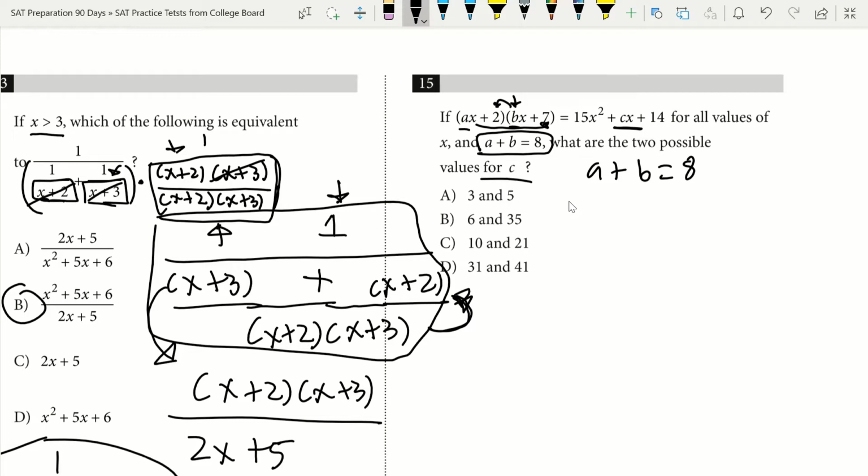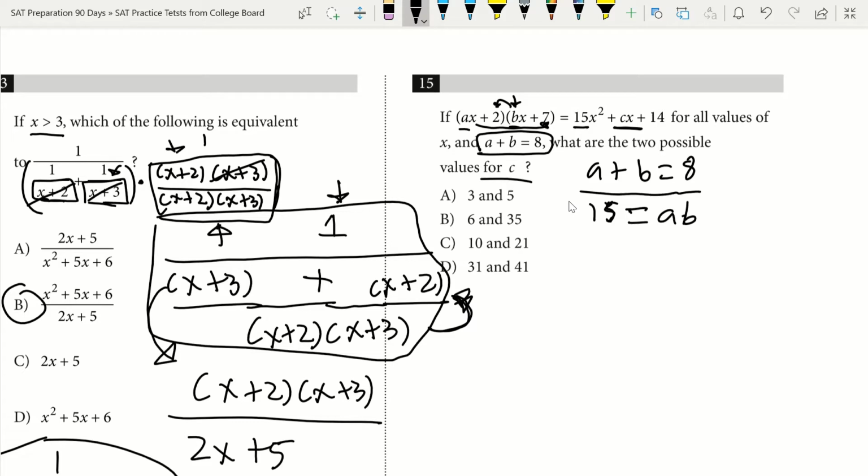So I need to solve for a and b, but one thing I also know is that ax times bx gives me an x squared, which means this 15 has to equal a times b. So ab has to equal 15. Okay, well now I'm just going to kind of take a look and see if I can come up with some good numbers here.